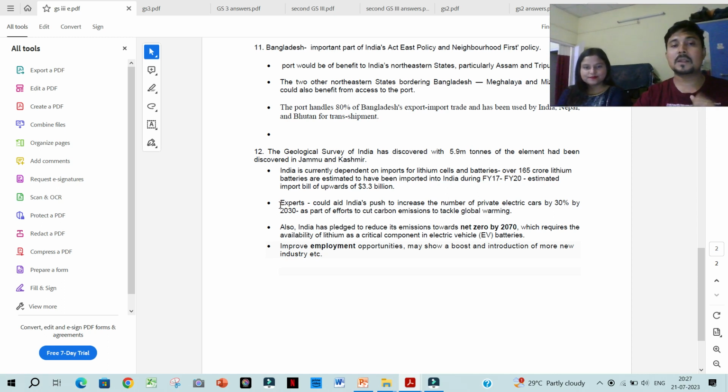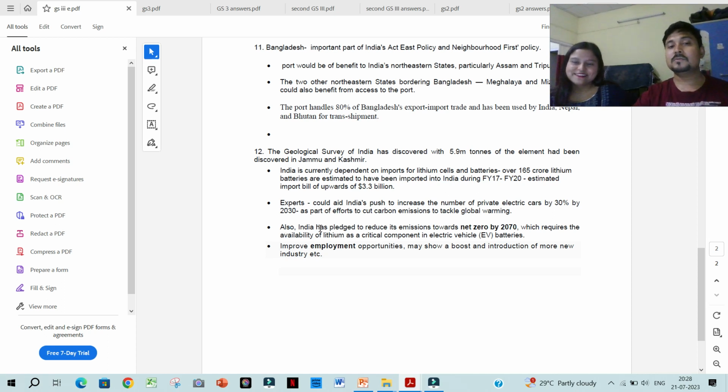From the Indian Express paper, I am giving you a little here. The experts said that it could aid India's push to increase the number of private electric cars by 30% by 2030, so environment pollution will reduce, as part of efforts to cut carbon emissions to tackle global warming. And India's aim is net zero emission by 2070. You can link all of these: lithium battery, electricity, electric car.